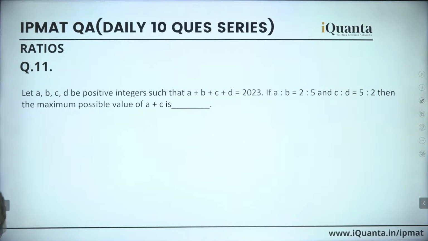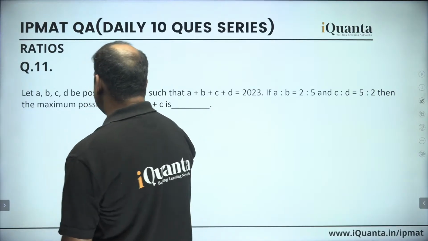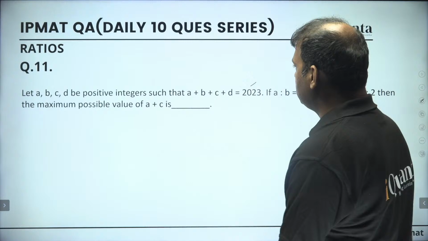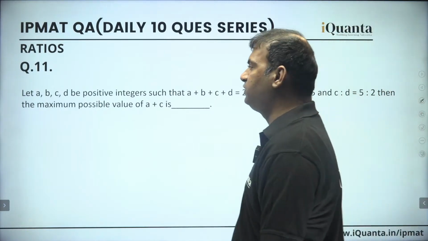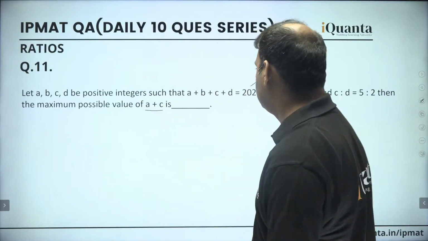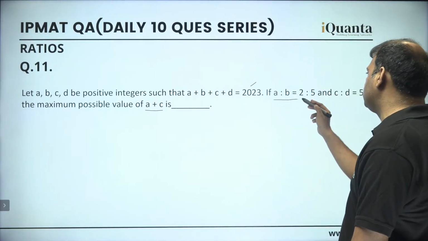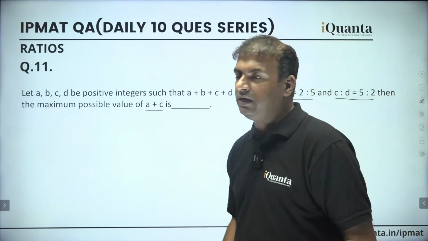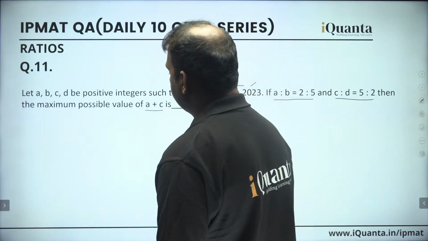Alright guys, let me solve. See, they are saying that A, B, C, D are positive integers, means natural numbers, and the sum of them is 2023. If A is to B is 2 is to 5, and C is to D is 5 is to 2, then we need to find the maximum possible value of A plus C. A is to B is given, C is to D is given, but there is nothing common between these two ratios, so we cannot use them directly. They have given the sum and they are asking the maximum possible value of A plus C.